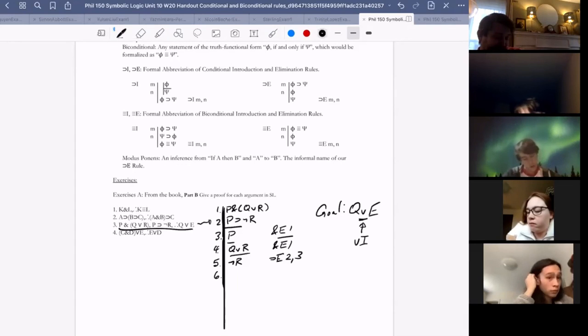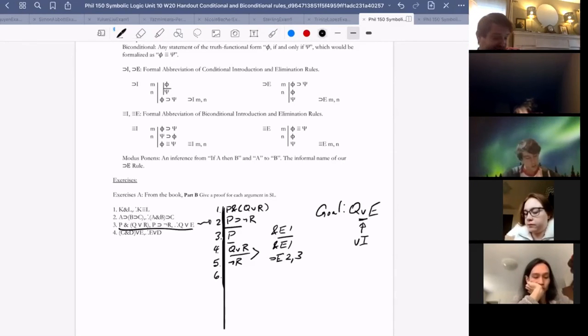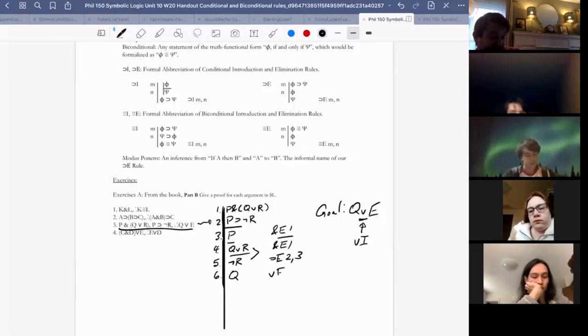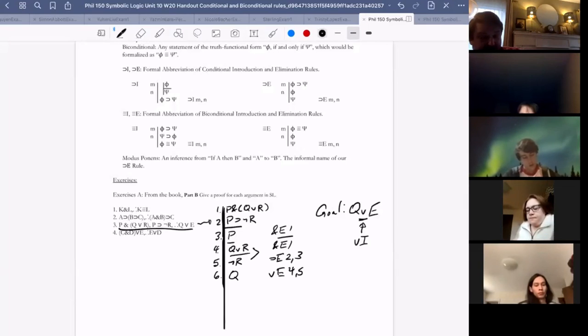And then if we have not R, remember our disjunction elimination rule we just looked at. If we're presented with a disjunction Q or R, and we know not R, then Q has to follow. And that follows via disjunction elimination from 4 and 5. Okay, and now what? We're not yet to our goal. So what do we do next?